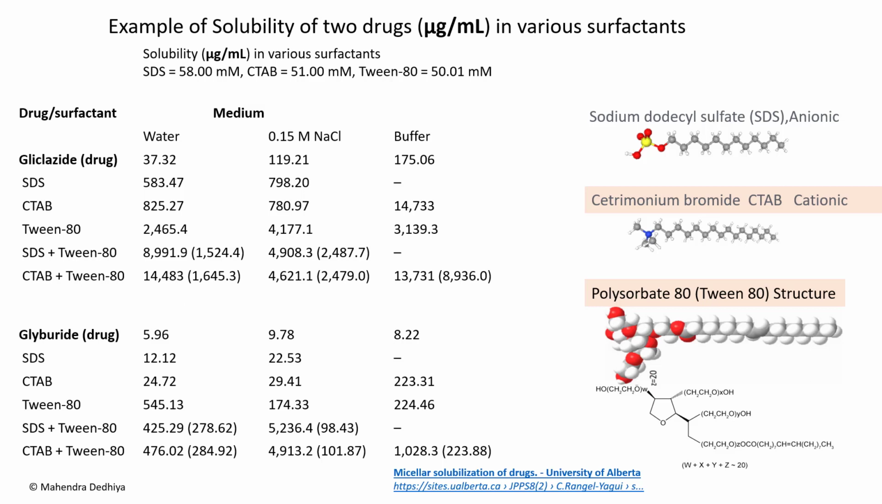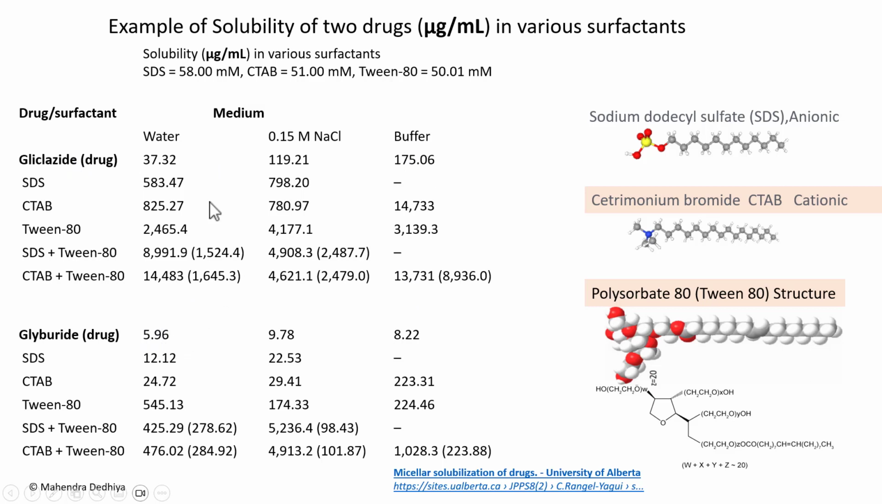Solubility is affected by other solutes. Sodium chloride increases solubility initially, however, it's decreasing for the combination of SDS and Tween 80 and CTAB and Tween 80. Buffers can influence solubility. Solubility does not decrease, which is good. That is, buffer will protect the molecule during stability.